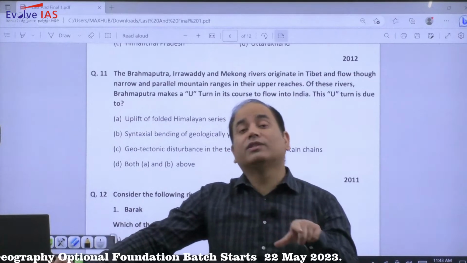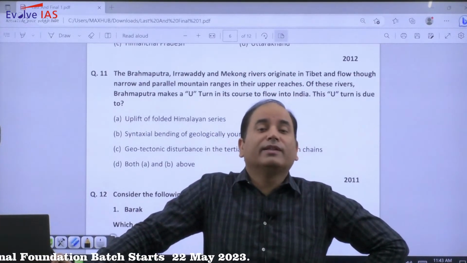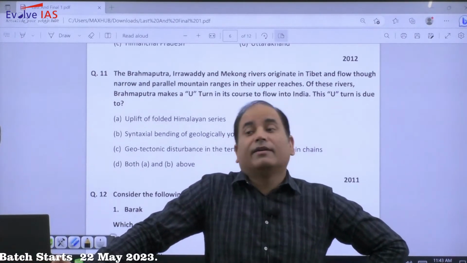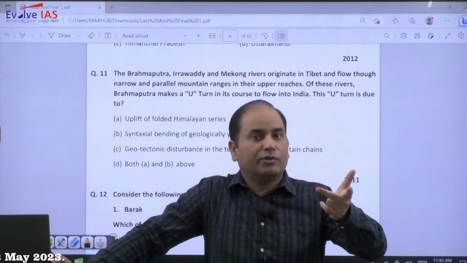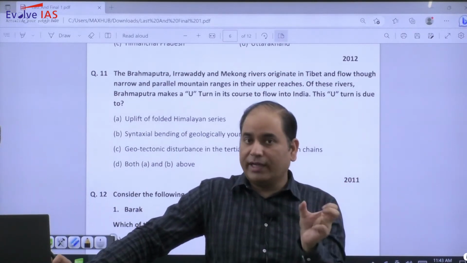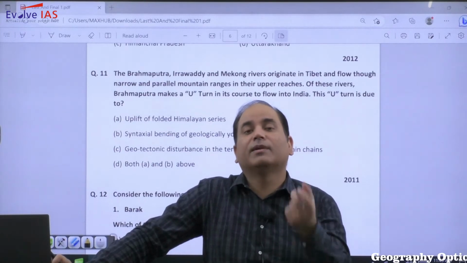In Bangladesh, it initially flows under the name Jamuna. Then the Jamuna is joined by a stream which is a distributary of the Ganga river system. So the Jamuna is joined by the waters of the Ganga, and the combined water flows under the name Padma.